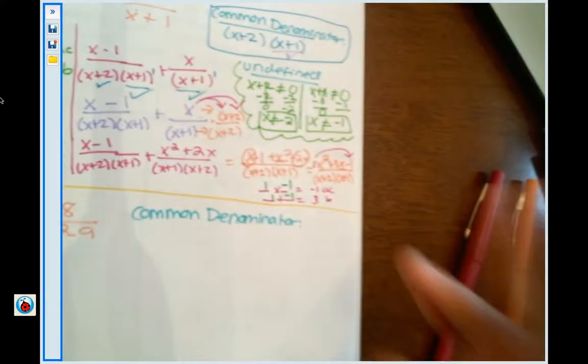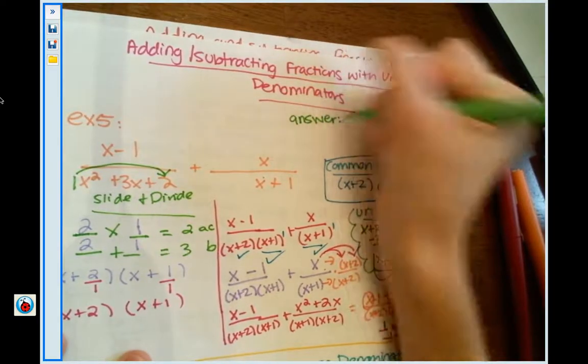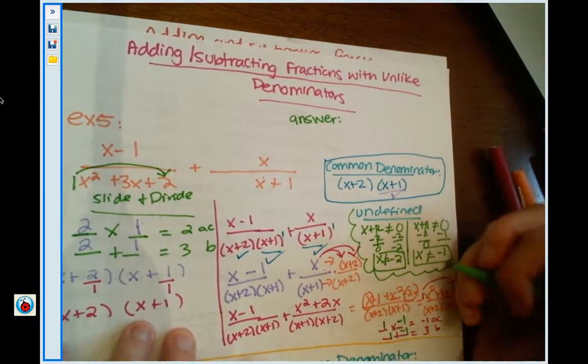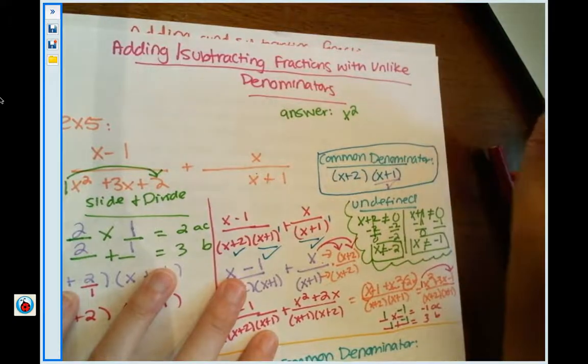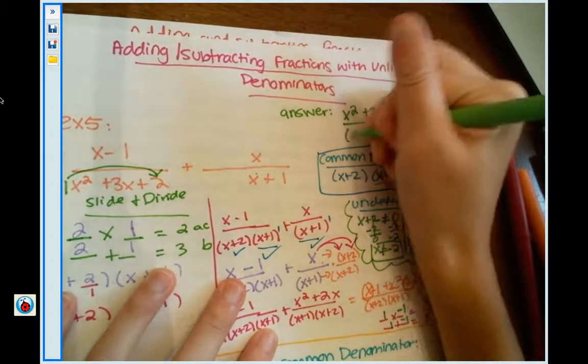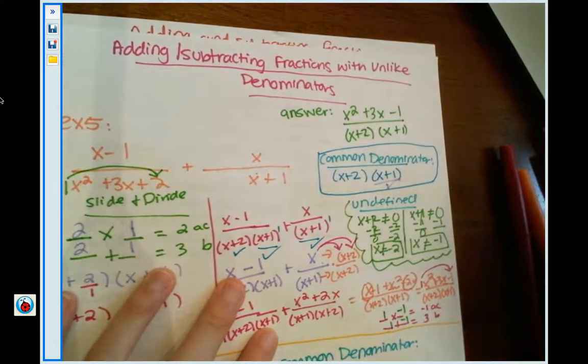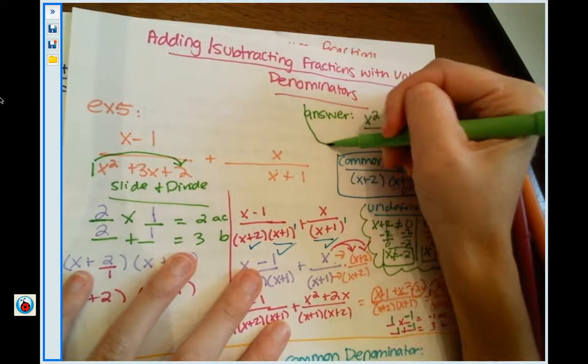So our final answer, you guys, which I didn't really leave much space, so I'm going to write it up here. Our answer is going to be at the top and be proud and large. Our final answer is x squared plus 3x minus 1 all over x plus 2 times x plus 1. Bam! That problem is donezo.